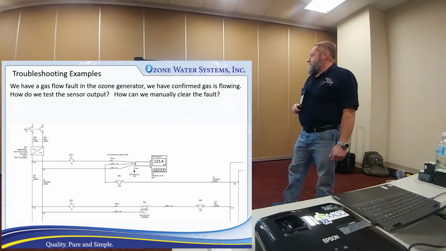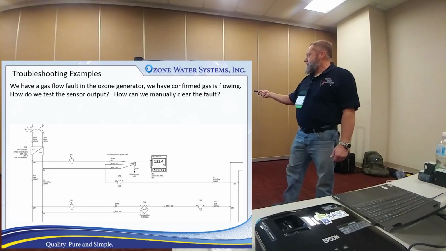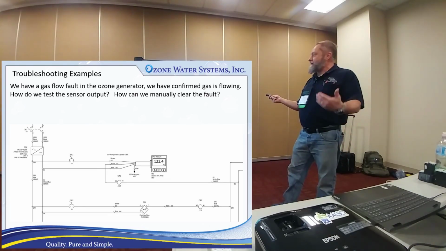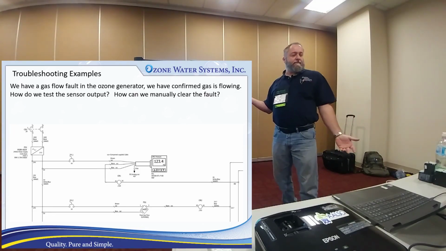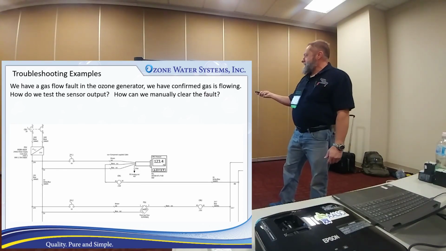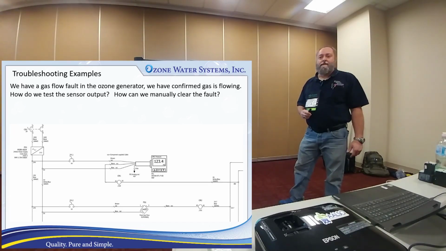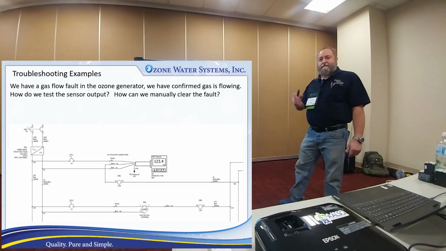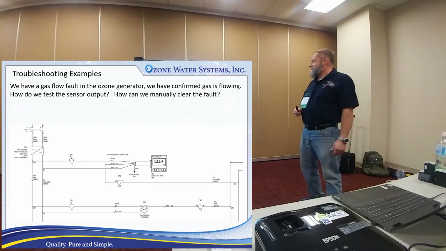So another one, here's our ozone generator. Let's say you've got a gas flow fault in the generator. You can see the balls floating in there, but the PLC says you got a gas flow fault. What are we going to do about that? Anybody got any ideas? Is that the optical switch you're saying? Yep, that's the one that goes around the flow meter, so if the ball's blocking it. So what do you think?